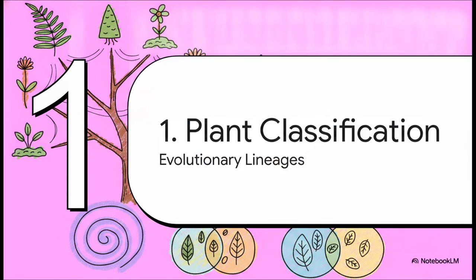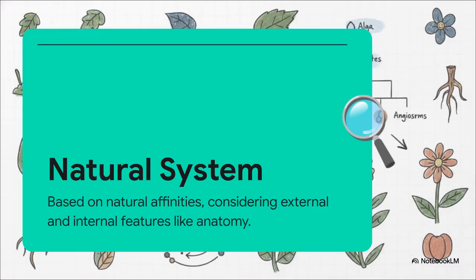We're looking at the shift from superficial traits to evolutionary lineages. So, before we can really study individual plants, we have to understand how scientists actually organize them, right? Because classification isn't just about naming things, it's about understanding how life is connected. To really appreciate modern classification, we have to look at the natural system. This system is based on natural affinities among organisms.